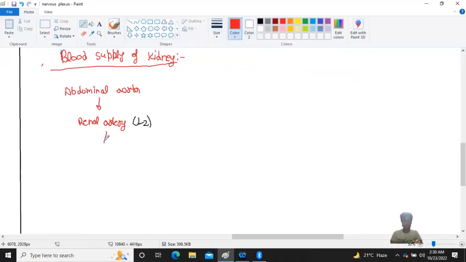Then inside, first it divides into two. Remember, according to segments, there are five segments in the kidney. So there are five segmental arteries. First anterior and posterior, and then segmental. Five segmental branches. Segmental arteries, like this: anterior and posterior.